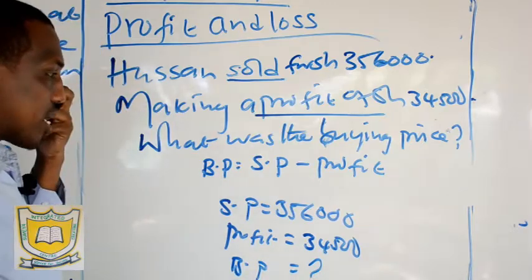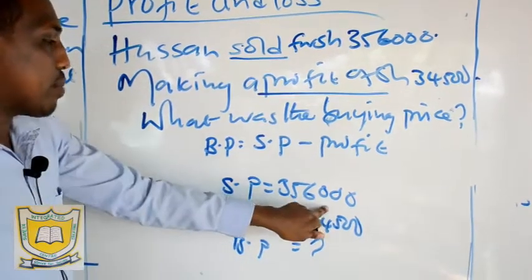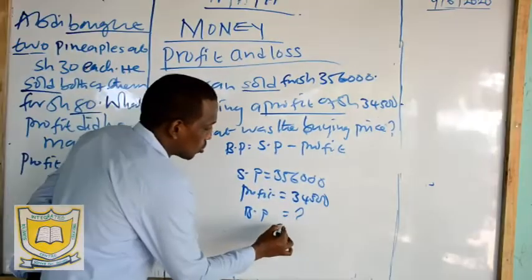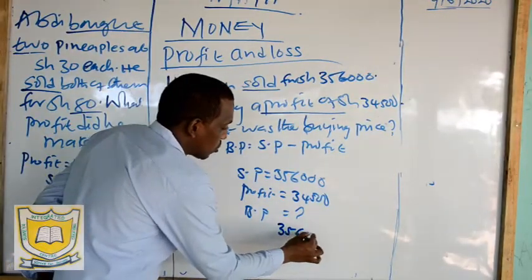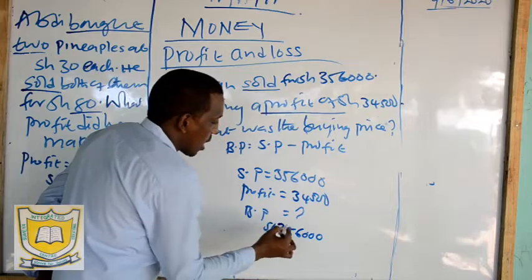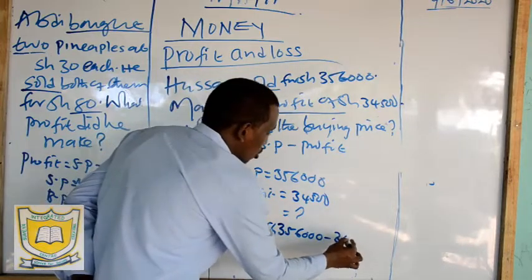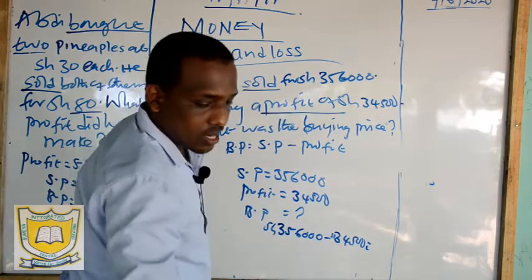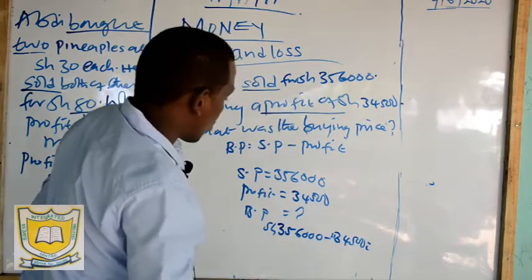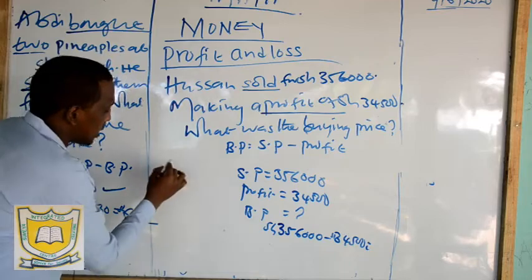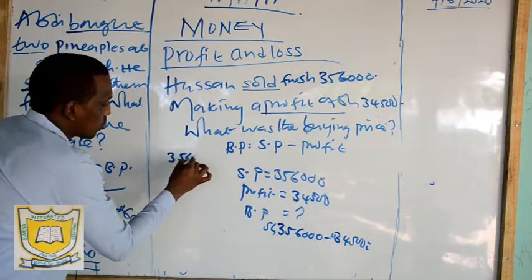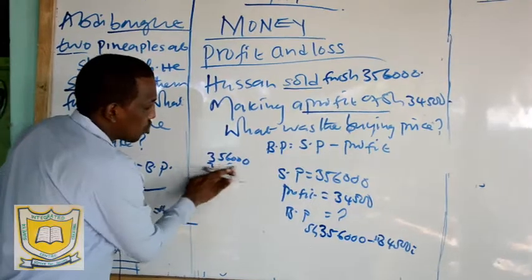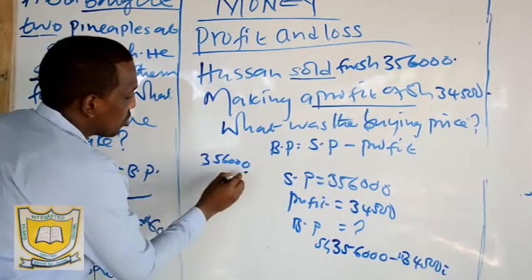So we say buying price equals selling price minus profit. Selling price minus profit is equal to 35,600 shillings minus 34,500 shillings. Then what we do now, we subtract. We say 35,600 minus 34,500.